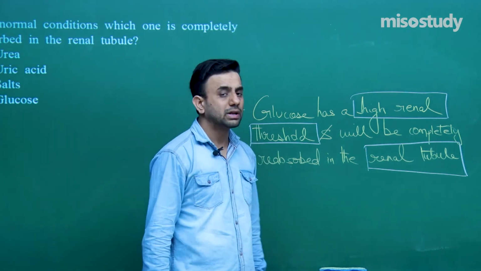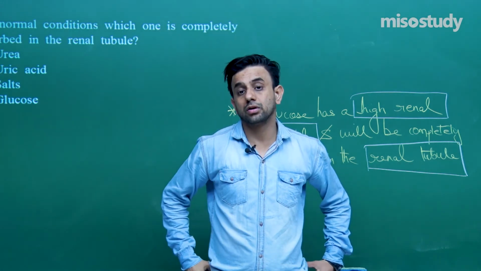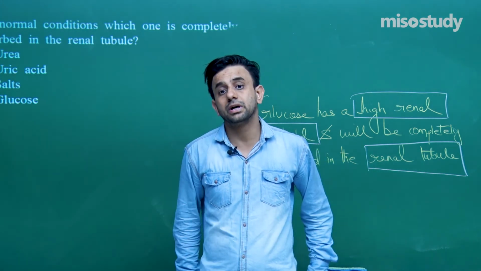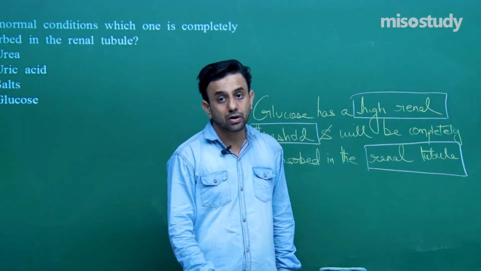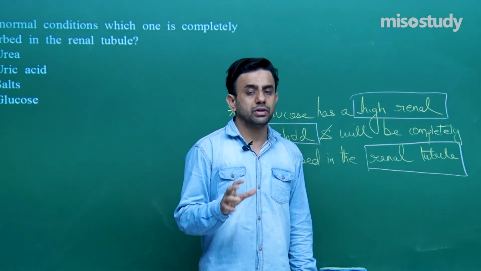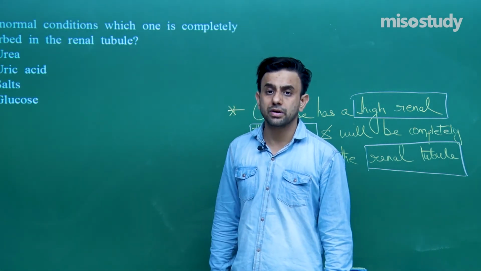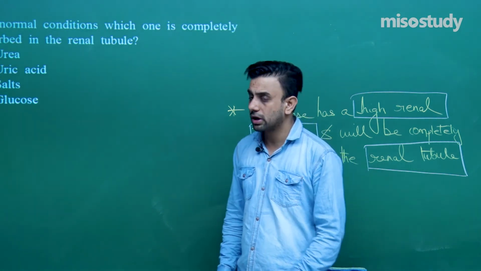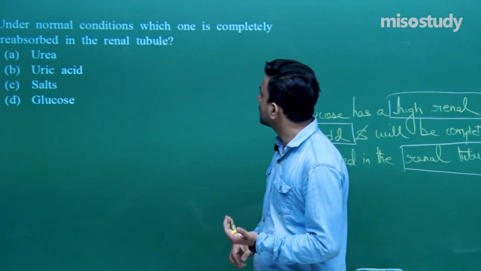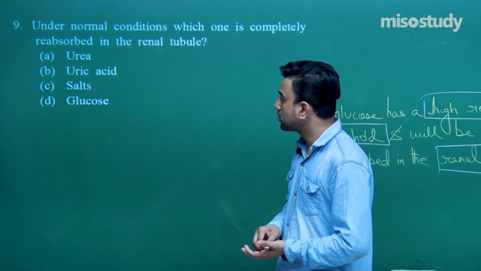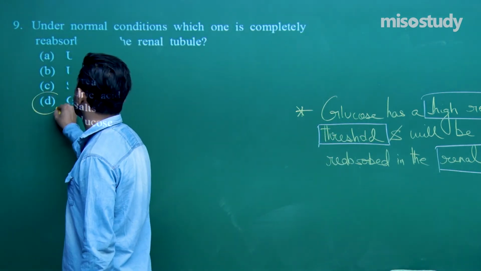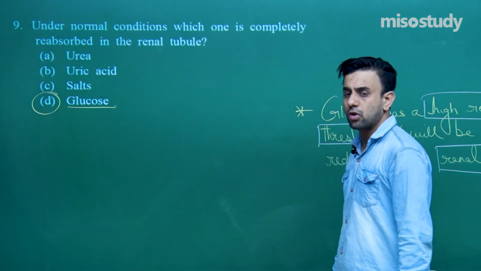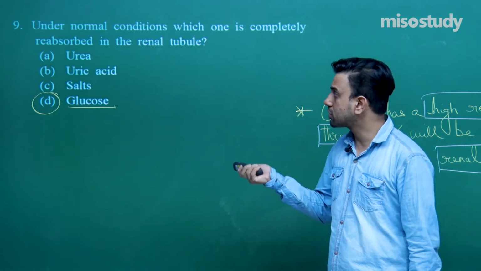They say that when the glucose increases by more than a concentration of 180 milligram per deciliter, then it starts appearing in the urine, and that condition is called glycosuria. So here, under normal conditions, the one which is completely reabsorbed in the renal tubule is glucose. Now we move on to the next question, which would probably be the last question of the session.